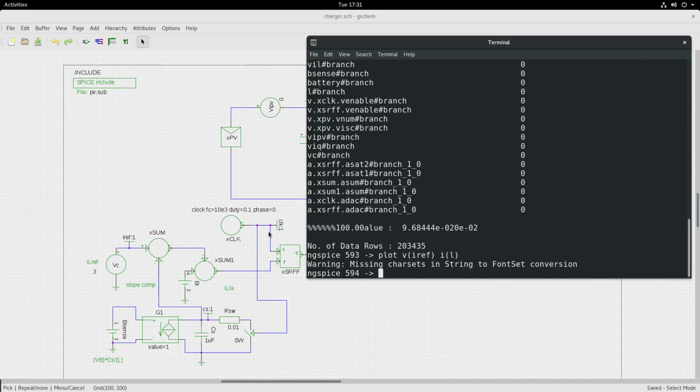Let us observe the clock waveform and the voltage across this CS capacitance. The voltage across the CS capacitance is supposed to be like a sawtooth waveform with a positive slope. Let us compare them and see if we are getting a waveform like we studied in theory. So let us plot the voltage of the clock and the voltage across the CS node.